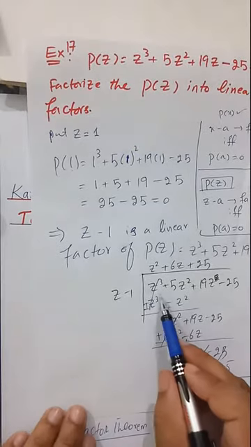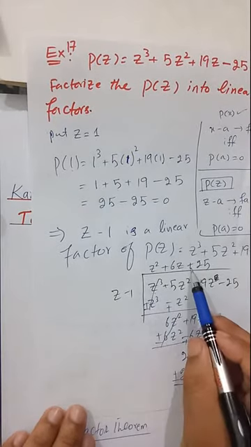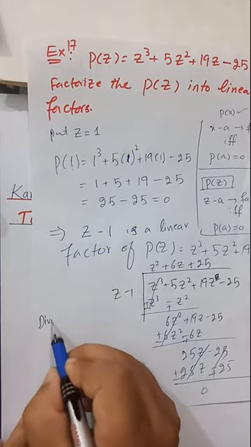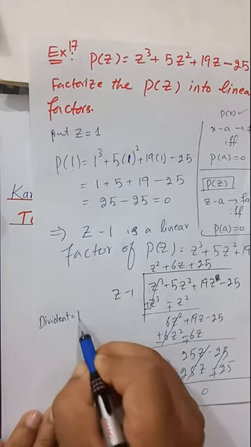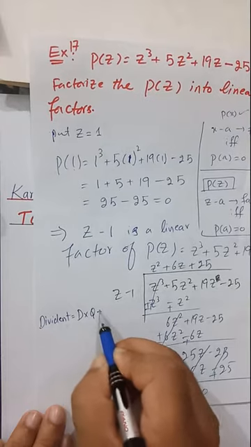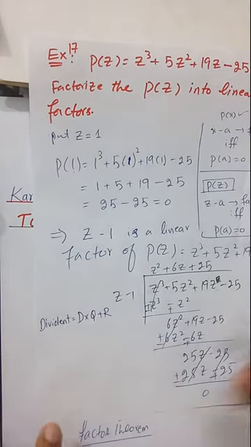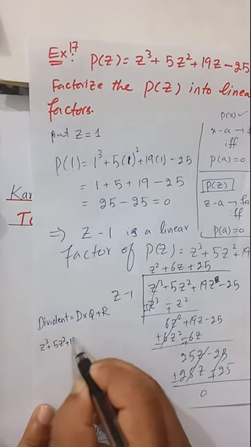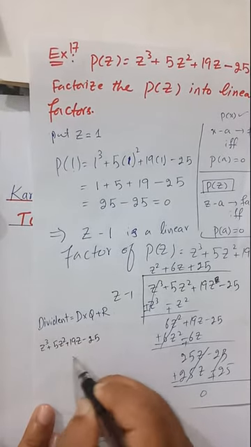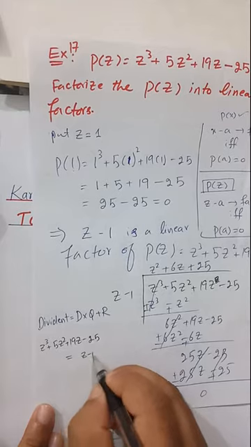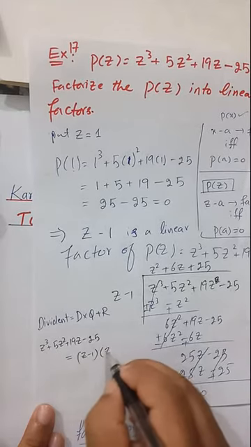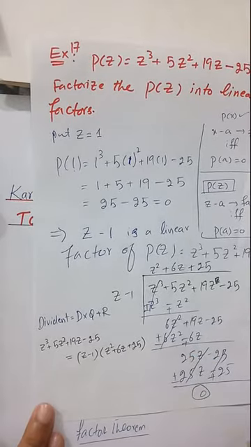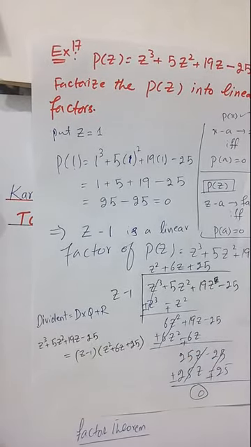So you know that this is your dividend, this is your divisor, this is your quotient, this is your remainder. You remember that dividend is equal to divisor multiplied by quotient plus remainder. So in that case, z cube plus 5z square plus 19z minus 25 will be equal to the divisor, which is z minus 1, into the quotient, which is z square plus 6z plus 25, plus 0. Whether you write plus 0 or not doesn't matter.